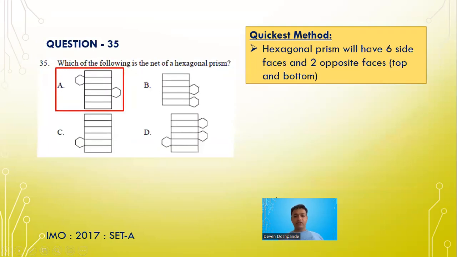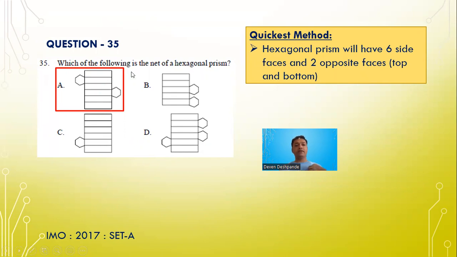Okay. Next question. Question number 35. Which of the following is the net of a hexagonal prism? Again, you have to remember that a hexagonal prism will have 6 side faces, isn't it? And how many opposite faces? It will have a top face and a bottom face, so 2 opposite faces. So again, A is the net of the hexagonal prism.